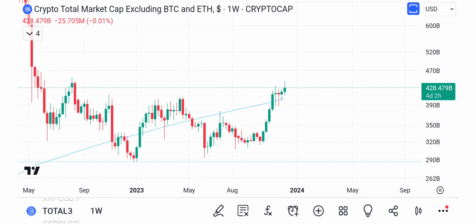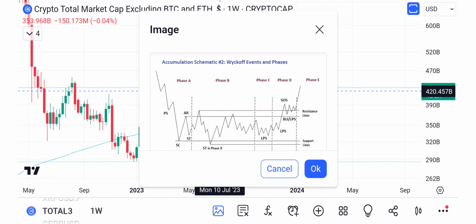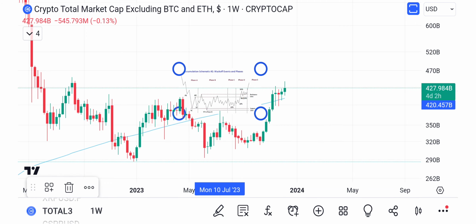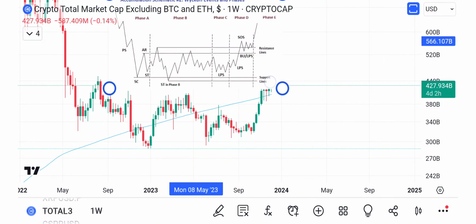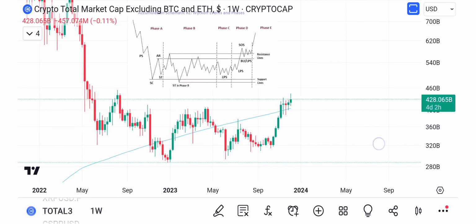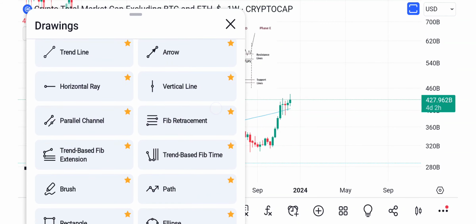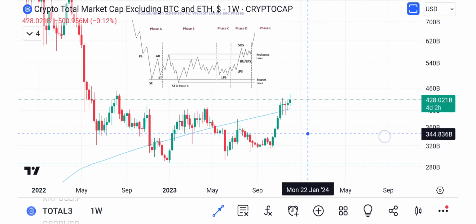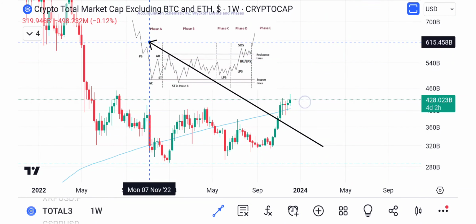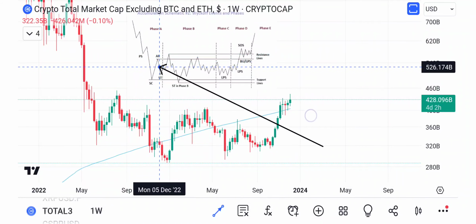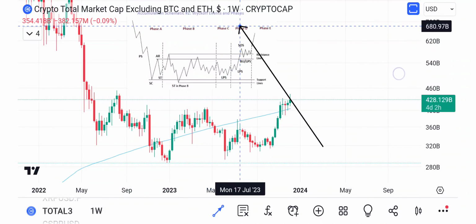The direction, in my opinion, is bullish. And here is one of my number 1 reasons why right here. This is an accumulation schematic. So this is a Wyckoff accumulation schematic, and this is what I believe is happening at the moment. So if I just match it up here, I can go through it with everybody. So let's use the arrow. So this is the Wyckoff. So we have phase A, phase B, phase C, D, and E.